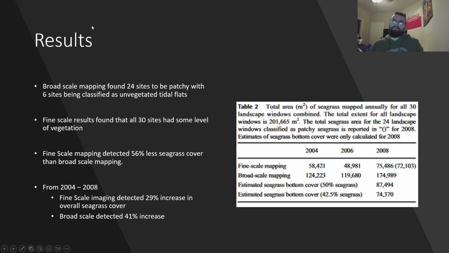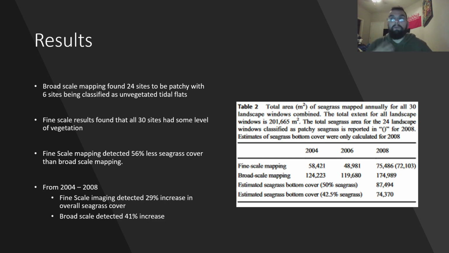So moving into the results section of this study, it was found that broad scale mapping systems found 24 sites to be patchy classification, with 6 sites being classified as an unvegetated tidal flat. Fine scale mapping actually found that all 30 of these sites had some level of vegetation.